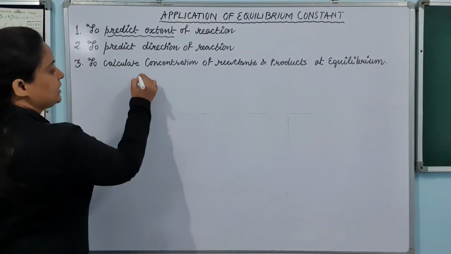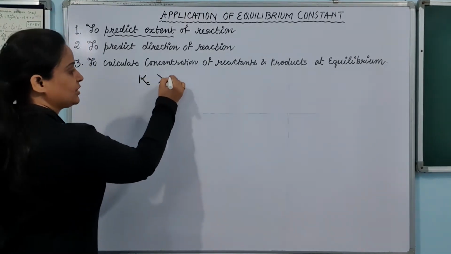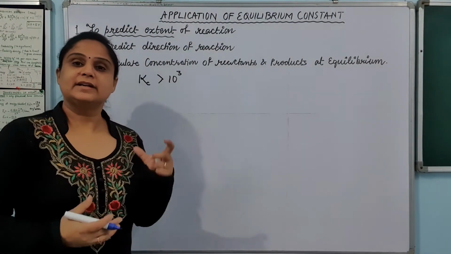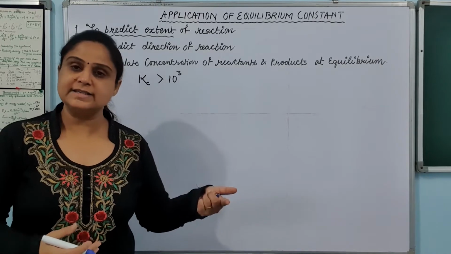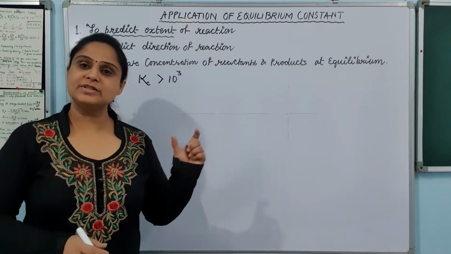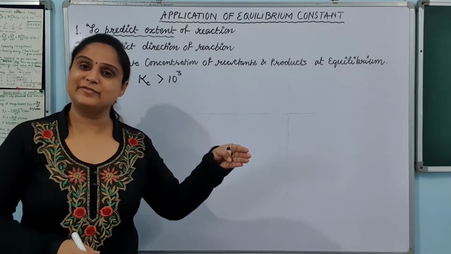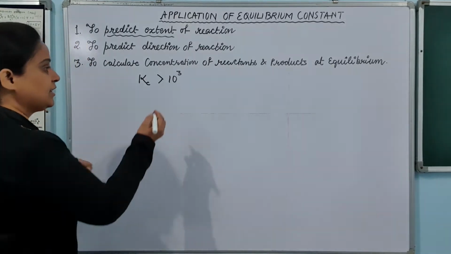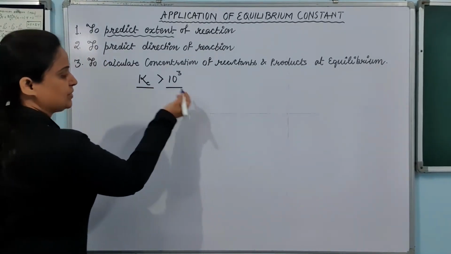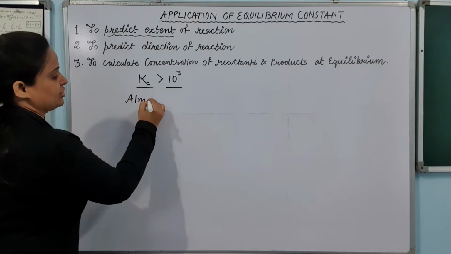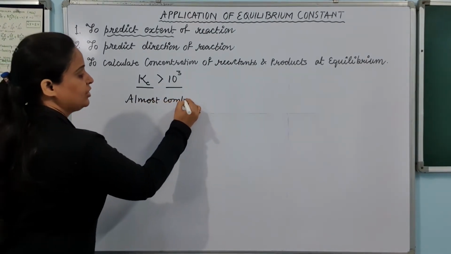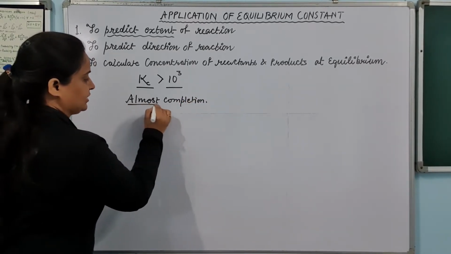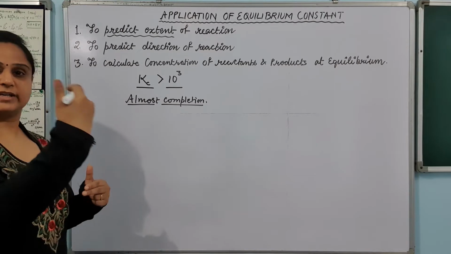For example, if your Kc is more than 10 raised to power 3, it shows completion of the reaction. I can't say completion, I can say almost completion of the reaction, meaning the products are being formed and your reaction is favored in the forward direction. So if the value of Kc is more than 10 raised to power 3, it shows almost completion of the reaction, and it shows that the forward reaction is favored.